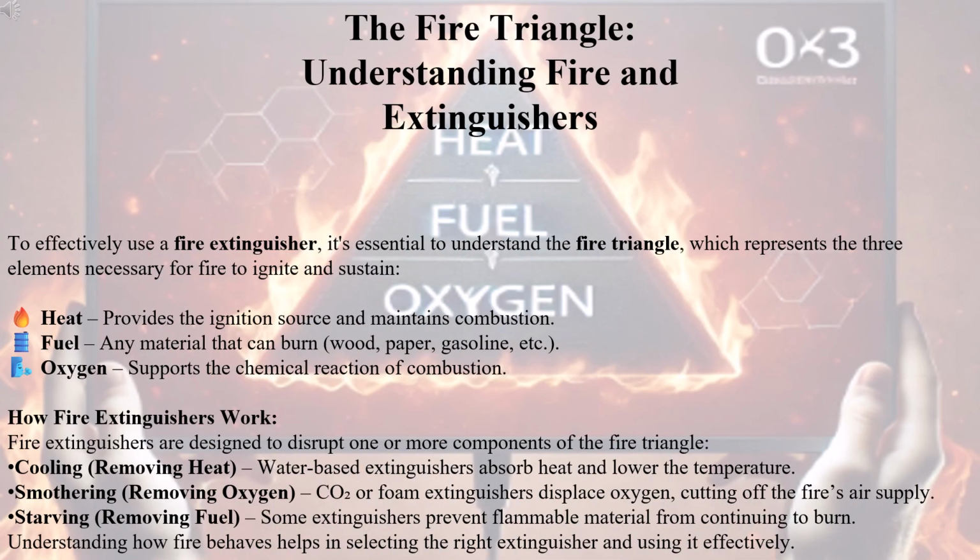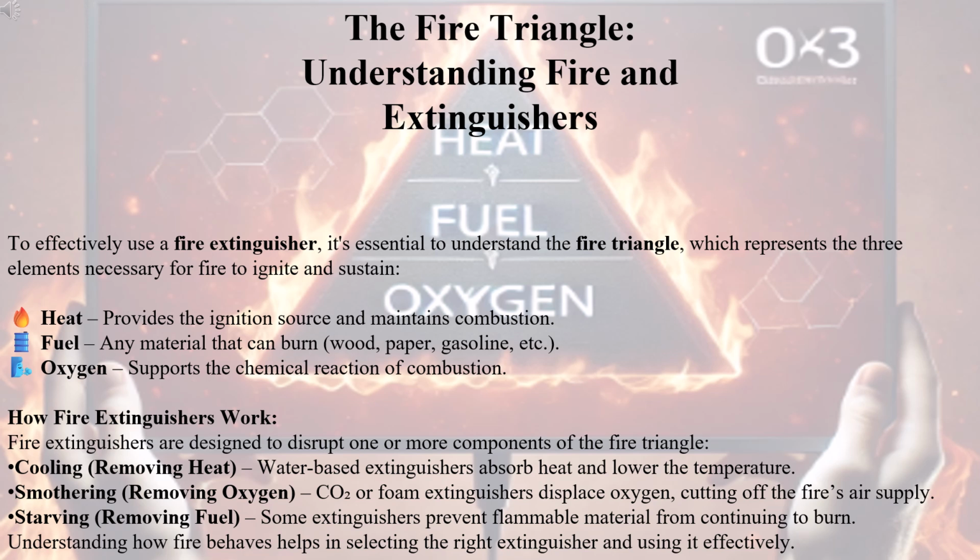To effectively use a fire extinguisher, it's essential to understand the fire triangle, which represents the three elements necessary for fire to ignite and sustain. Heat provides the ignition source and maintains combustion. Fuel, any material that can burn. Oxygen supports the chemical reaction of combustion.